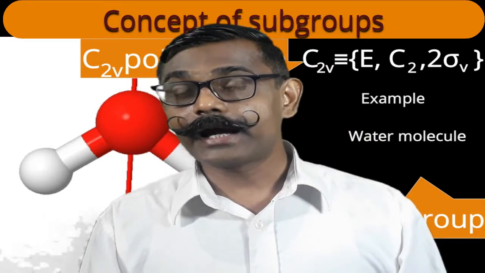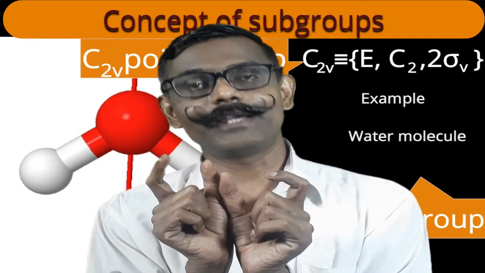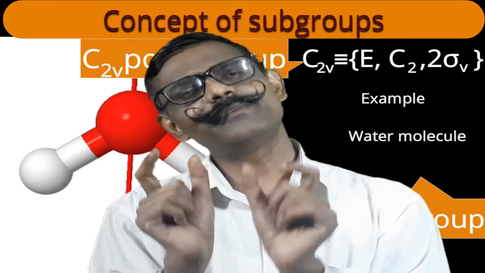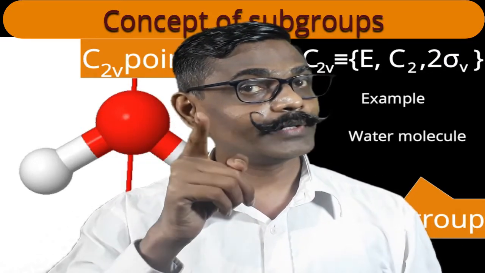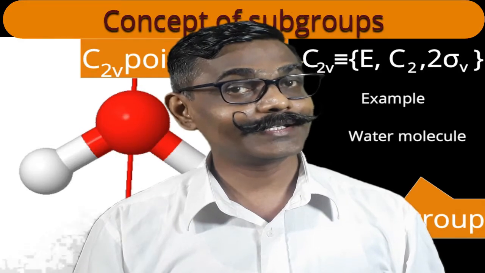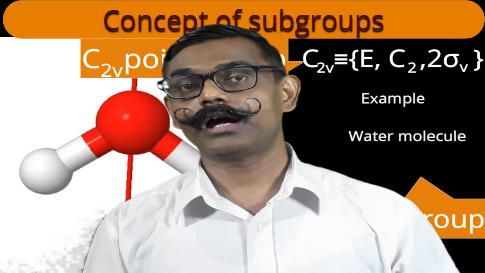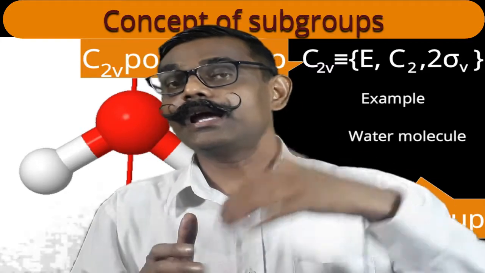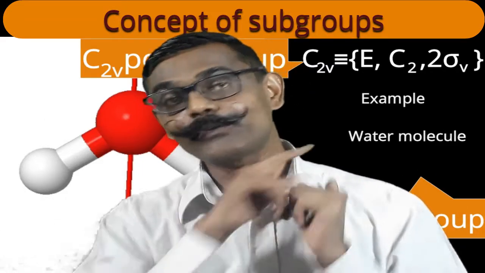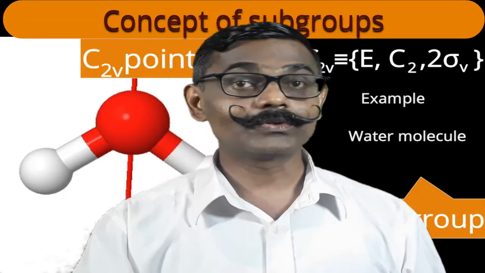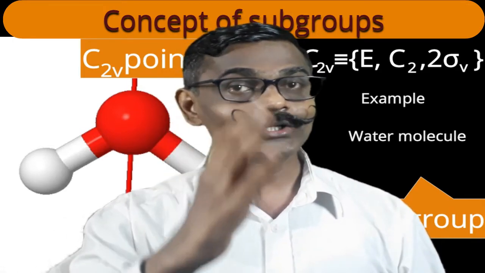Another possibility, I can consider identity and one of the planes, say the sigma xz plane. That is the molecular plane, or simply we also represent it as sigma. If identity and only one plane is there, then what should be the label for that group? Yes, Cs. So it is our third subgroup. And the fourth subgroup is identity and the other plane, sigma yz or sigma dash, that we have not considered before. So a total of 4 subgroups are possible for the C2v point group.